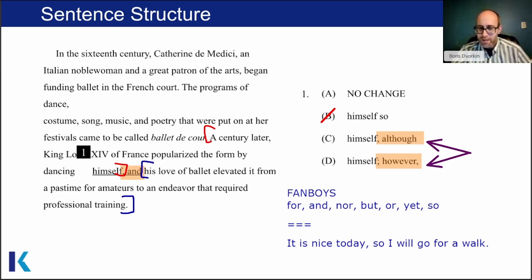These two clauses are not contrasting, though. His love of it and his popularization of it, those things work together. There's nothing weird about the fact that his love elevated it when you consider the fact that he popularized it by dancing himself. So we're going to cross off C and D. Contrast makes no sense, and the answer is choice A.